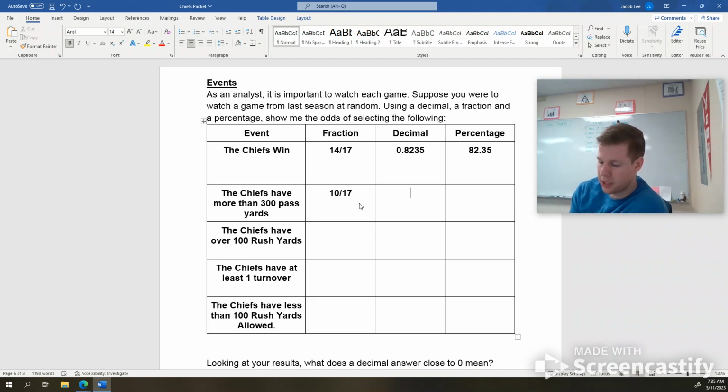To turn a fraction into a decimal, we divide 10 divided by 17, 0.58823. That 3 would round down, so I have 0.5882. We take 0.5882. To make it a percentage, we multiply by 100, 58.82%.